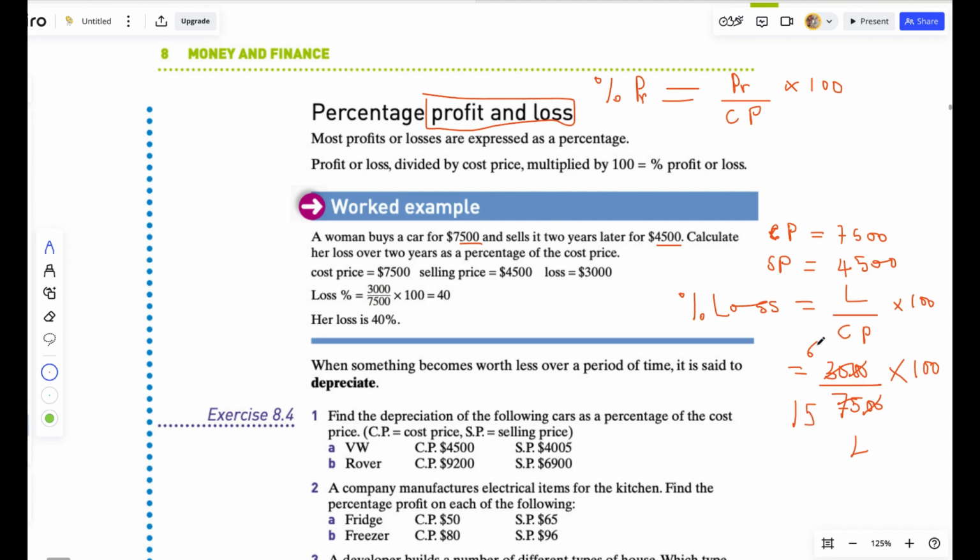Okay. 3 goes here, you get 2. 3 goes here, you get 5. 5 goes into 100, you get 20. 20 times this 2 here, you get 40. So our answer is equal to 40%. So the percentage loss, she lost 40% of her car, the value of her car. She lost 40% of how much she bought the car for.